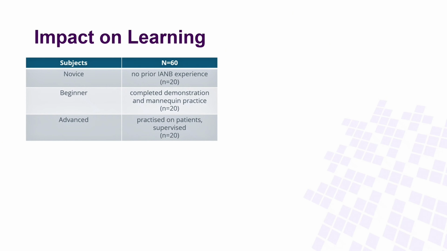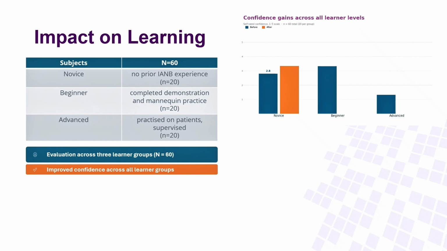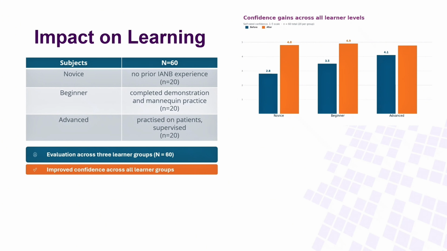To evaluate the simulation, 60 participants representing three different experience levels completed pre- and post-simulation questionnaires. This included novice, beginner, and advanced learners. Confidence improved across all learner groups with the greatest improvement observed among novice learners.